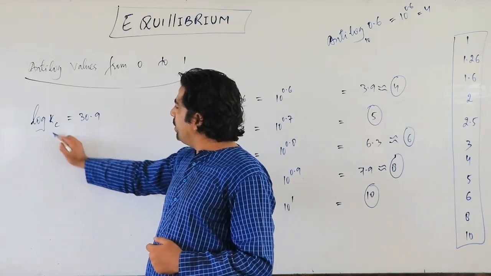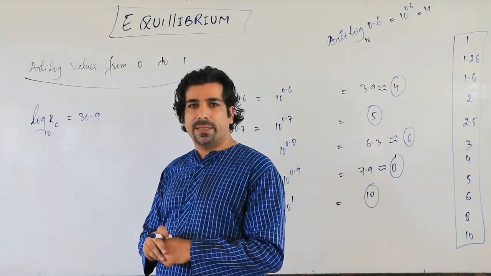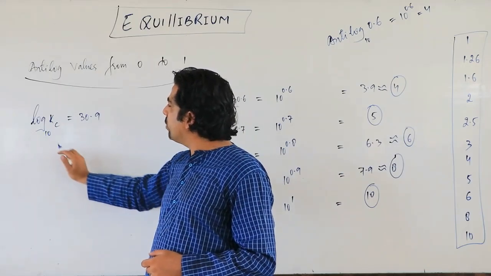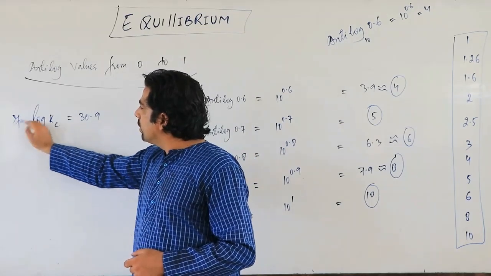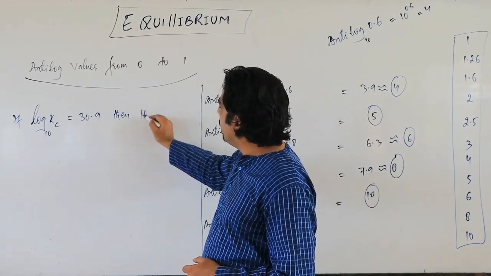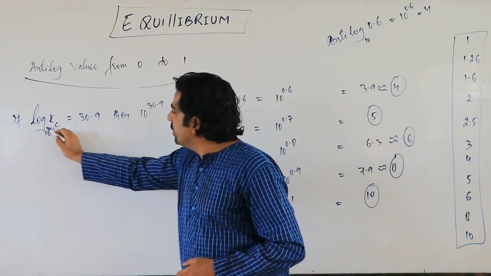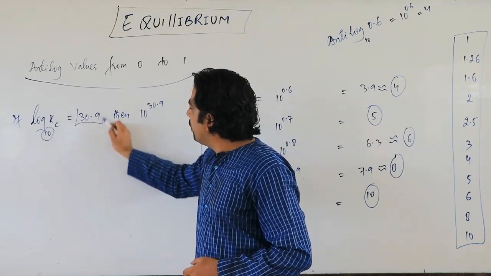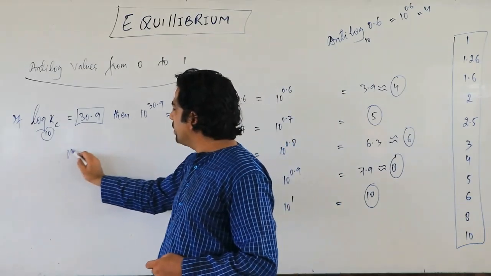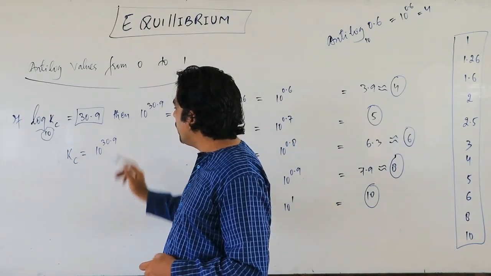You can directly take 10 as a base. So if you are going for logarithm, then it will be 10 to the power 30.9. This 10 to the power 30.9 is equal to Kc. So my dear friends, Kc is equal to 10 to the power 30.9.